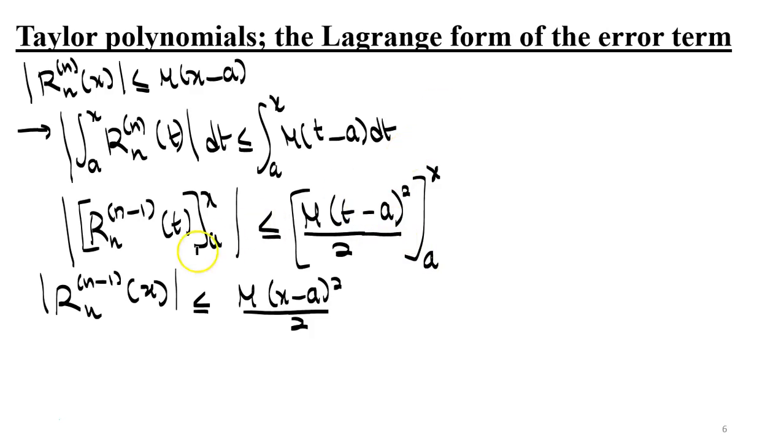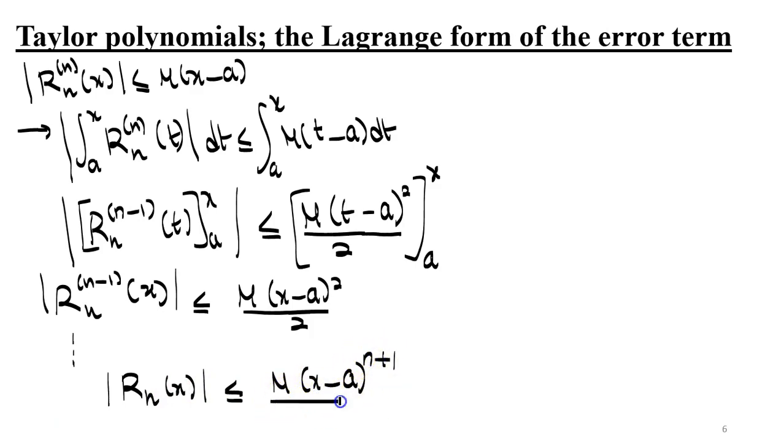So repeating that process until we eventually reach Rn on the left-hand side, we would eventually get the absolute value of Rn of x is smaller than M times x minus a to the n plus 1 over n plus 1 factorial. And that is because we integrated it n plus 1 times.